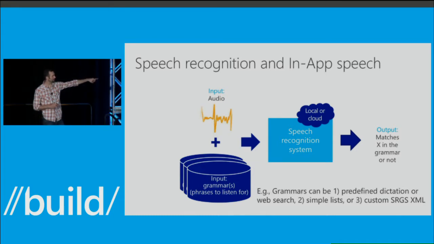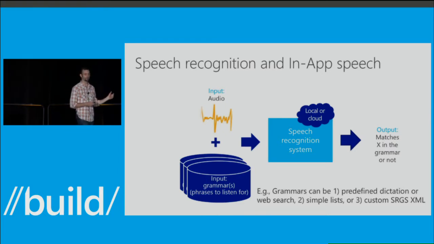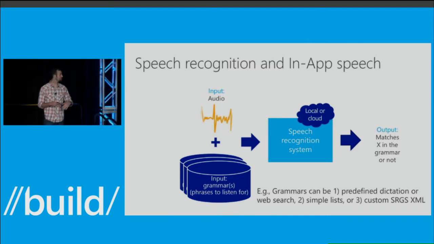Also, there are differences in how you specify what to listen for, either through the predefined grammars, simple lists, or using custom SRGS. If you are using the predefined grammars, again, there is a network connection required. That's going to be an important consideration for your design. However, with simple lists and SRGS, all of that recognition is done locally.